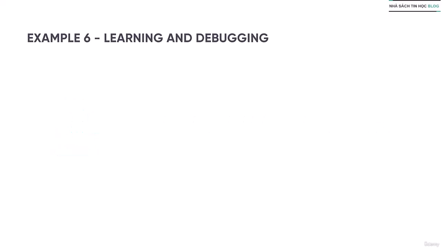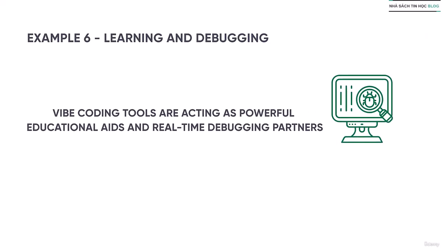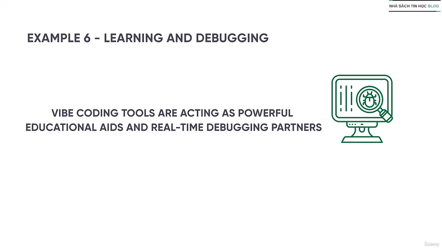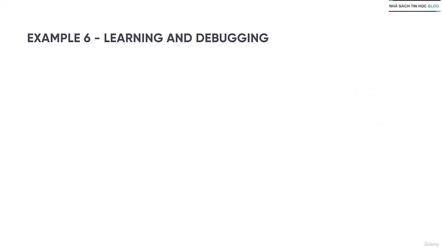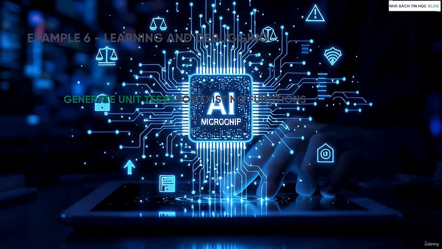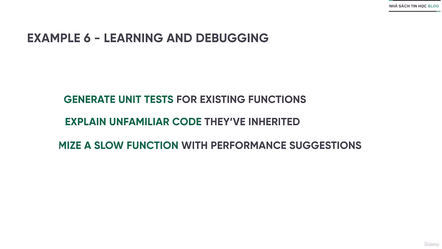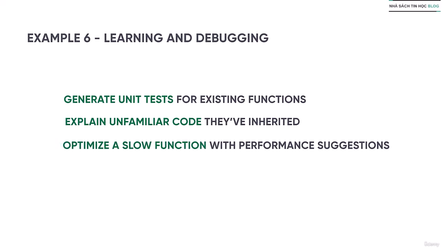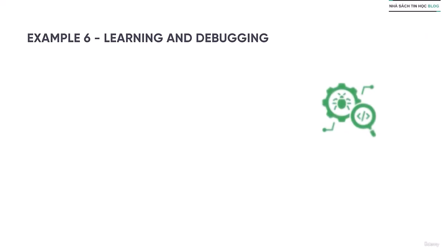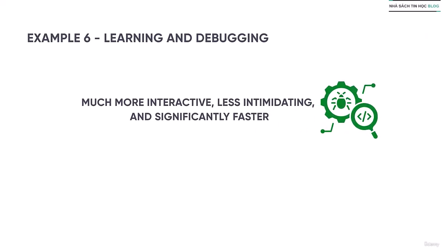And finally, learning and debugging. This is last but not the least. Finally, vibe coding tools are acting as powerful educational aids and real-time debugging partners. I think you will also agree on this. Students and professional developers alike use these AI companions to generate unit tests for existing functions, explain unfamiliar code that they've inherited, and optimize a slow function with performance suggestions. So this makes the learning and debugging process much more interactive and significantly faster.